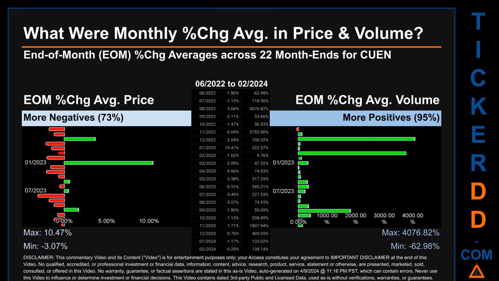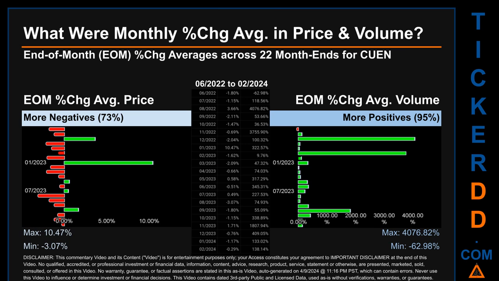From 2022 to 2024, out of 22 month ends, 16 had a negative percentage change in average price. Meaning 73% of month ends saw a negative percentage change in average price. In terms of volume, 21 out of 22 month ends had a positive percentage change. That is 95% of month ends saw a positive percentage change in average volume.